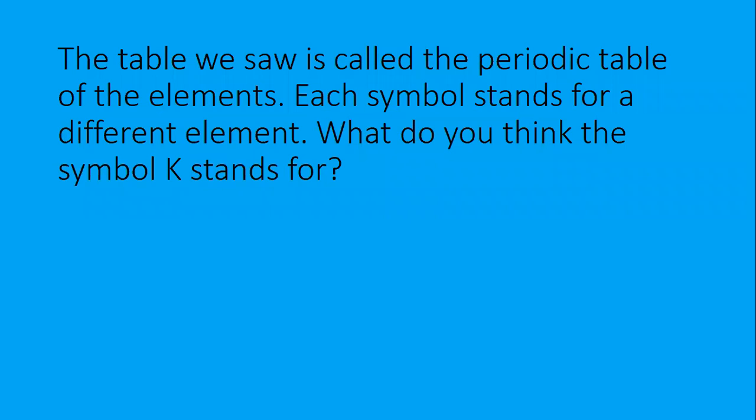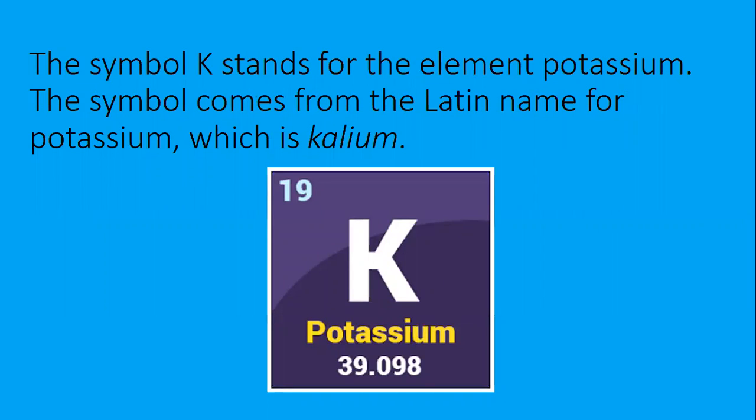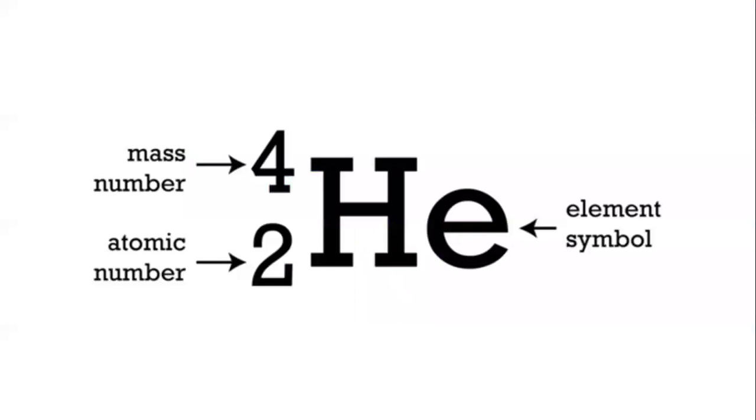The table we saw is called the periodic table of elements. Each symbol stands for a different element. What do you think the K symbol stands for? What does K stand for? The symbol K stands for the element potassium. The symbol comes from the Latin name for potassium, which is kalium. Many of the elements that we have on our elemental table do come from Latin.